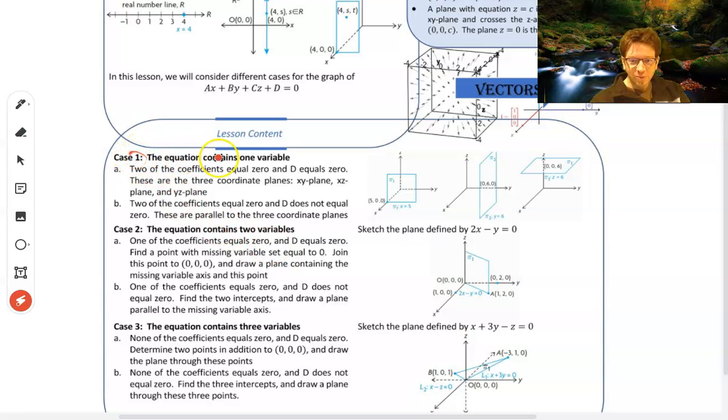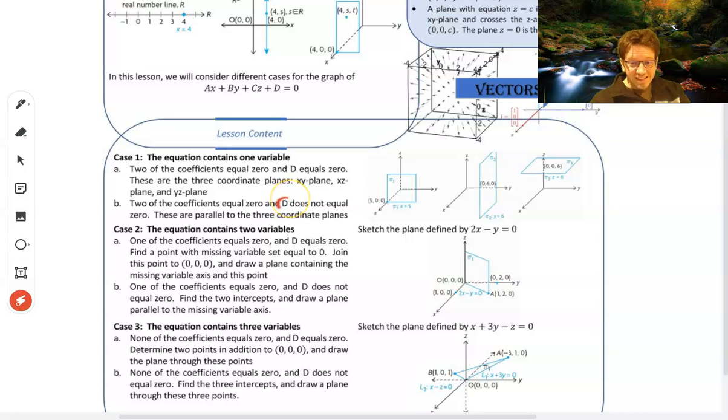Case 1, we only have one variable. That means, for example, maybe B and C are 0. And in this case, D also equals 0. Oh, that's easy. If that's the case, then we're only talking about our xy plane. For example, if you had some value for z, or maybe your xz plane, or your yz plane.